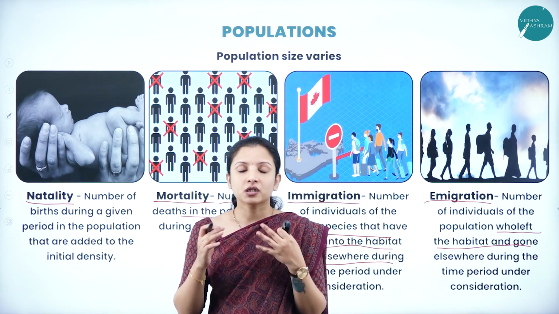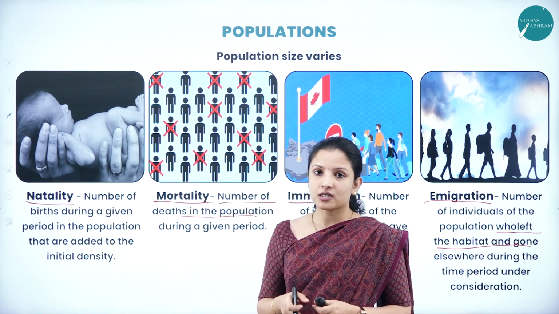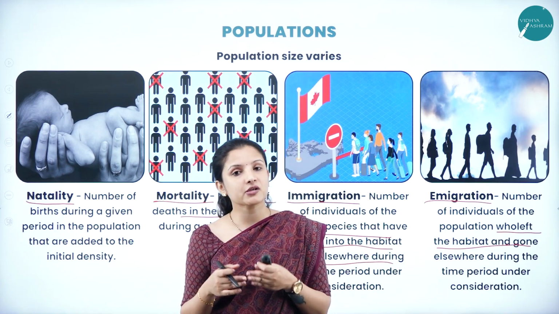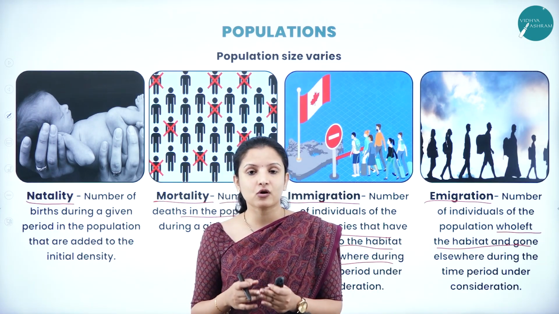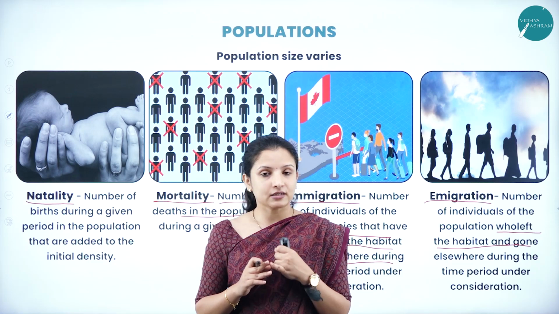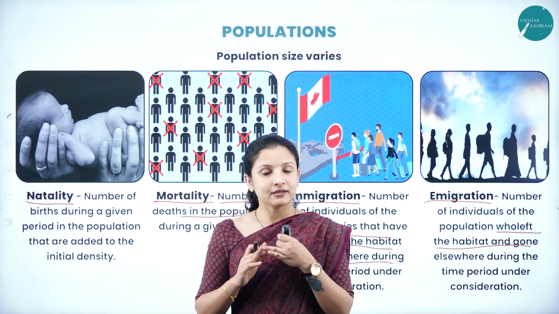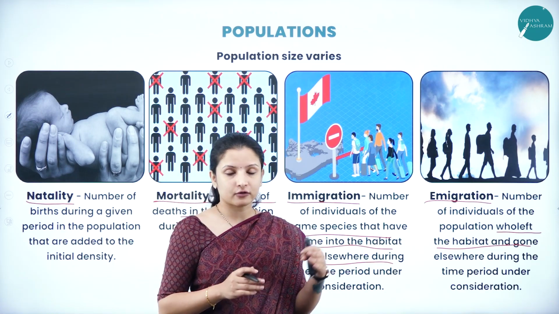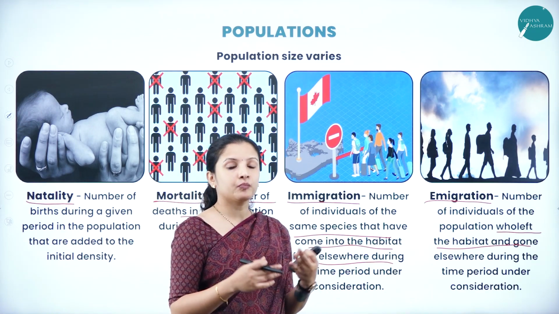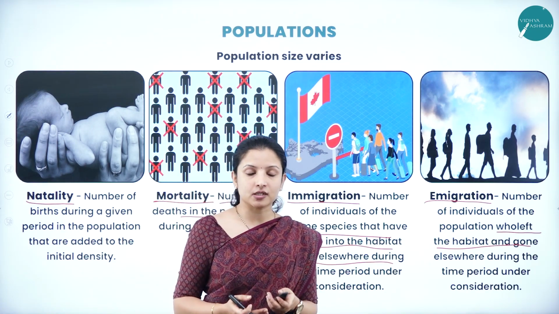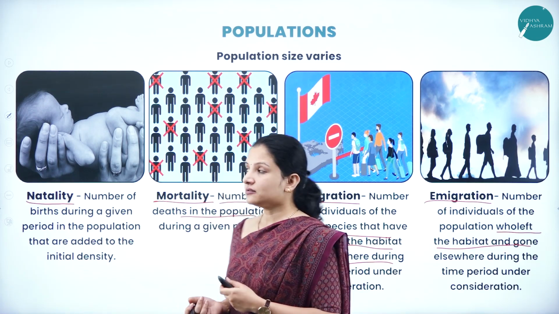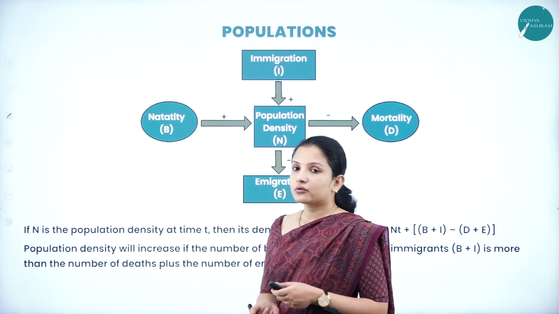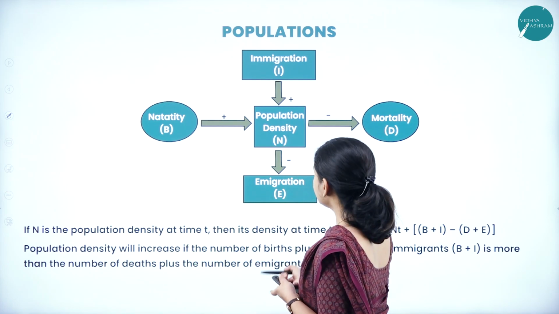So the population size varies mainly because of natality, that is birth, mortality, death, emigration, that is people moving out of a country, and immigration, people moving into a country. So these are the different reasons. We shall look into it in detail.